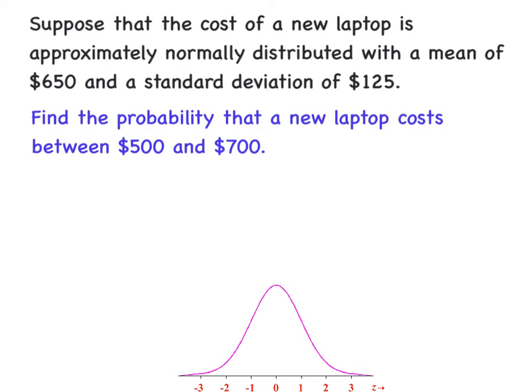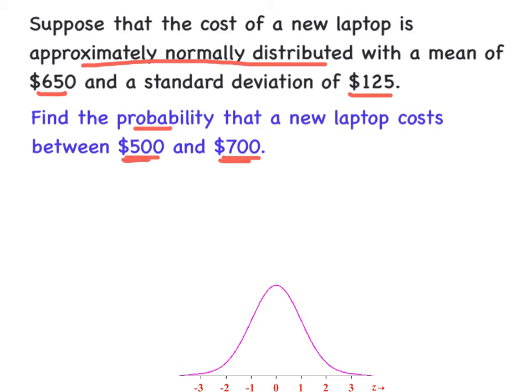Now that we're comfortable shading in the appropriate regions and understanding that the area and probability are the same number, and we're pretty good with the calculator, we're going to try to apply it to a real live example. And so here we go. Let's say that the cost of a new laptop is approximately normally distributed, with a mean of 650 and a standard deviation of 125. Now, what I want to do is standardize these two amounts right here. What is the probability that a new laptop costs somewhere between $500 and $700?